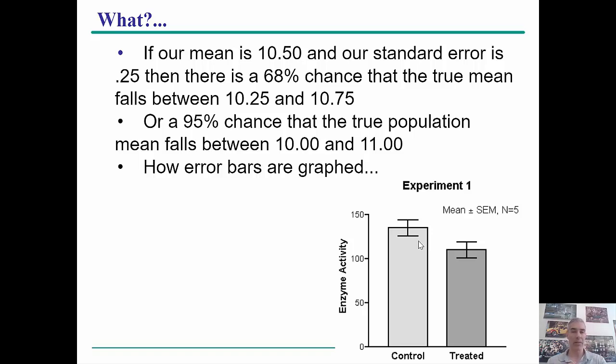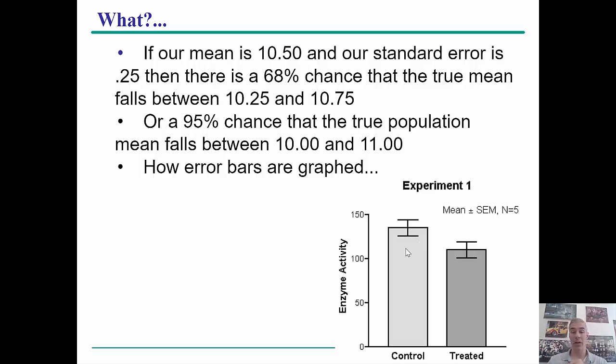If our mean is 10.5 and our standard error is 0.25, then there is a 68% chance that the true mean falls between 10.25 and 10.75. I take 10.5 and subtract 0.25, the error, and then I add the error on top of it. That's 10.75, and that's where I put those points. Or there's a 95% chance that the true population mean falls between 10 and 11 because I took that error, 0.25, and multiplied it by 2 because that's 2 times the standard error. So I would add 0.5 and subtract 0.5, that's our range. We're 95% sure that our mean falls in between 10 and 11.